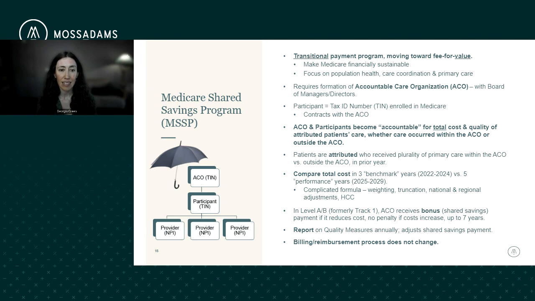What's nice is in level A and B, it used to be called track 1, but they kind of changed the terminology on this in 2019. It's really a bonus only program. So that means you can earn shared savings. And there's no penalty to you if costs increase during the program.